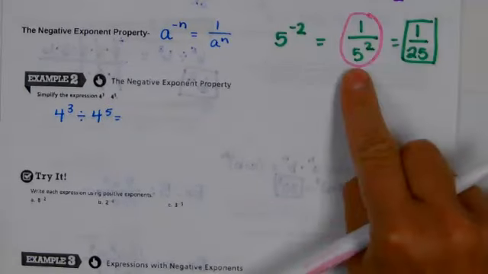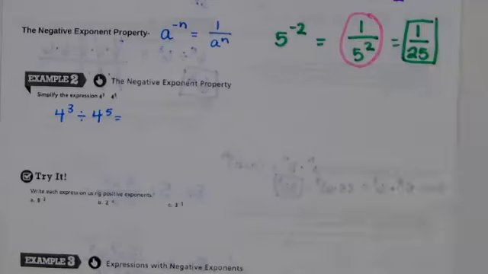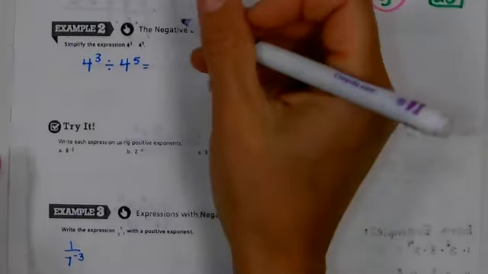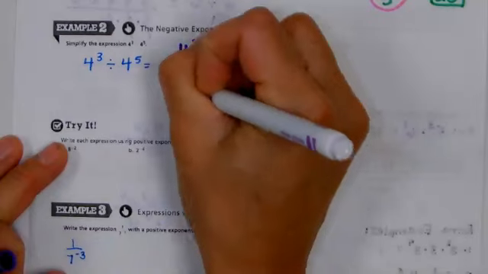This is with exponents. This is fully simplified. Okay, let's do an example of it. So if you have 4 to the third divided by 4 to the fifth, we've learned already that division here looks like a fraction. We can rewrite that as 4 to the third over 4 to the fifth.